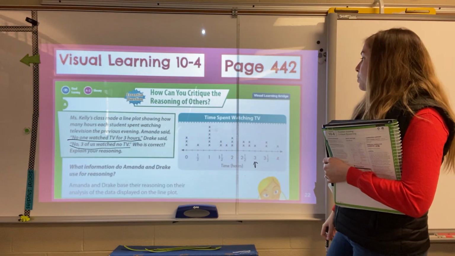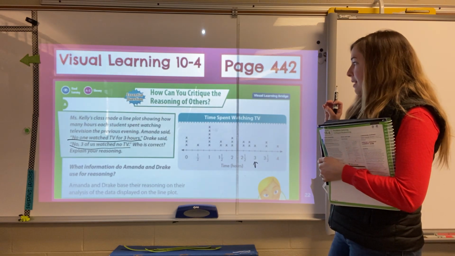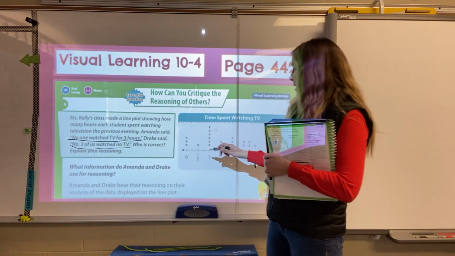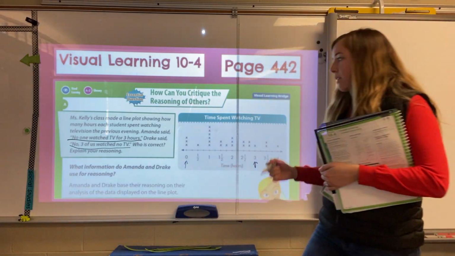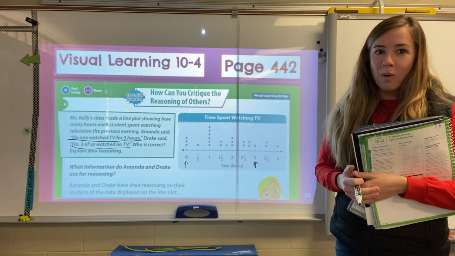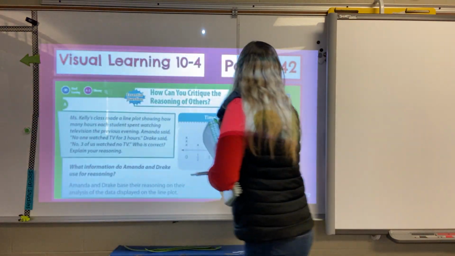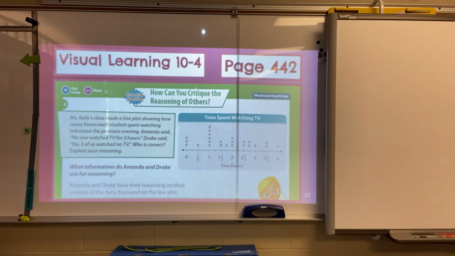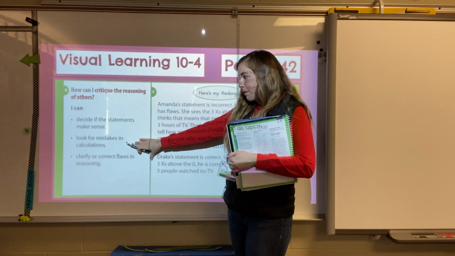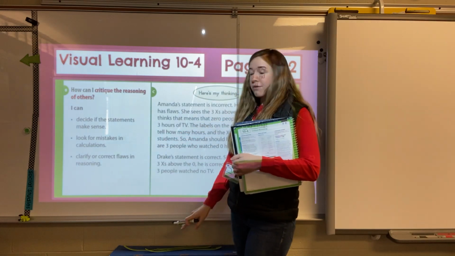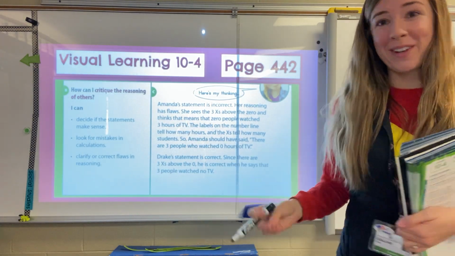And then Drake said, no, 3 of us watched no TV. Okay, but if we're looking at our hours and we've got students, if this is 0 hours right here, you can already start to think, who do you think is right, Drake or Amanda? Okay, let's check down below. So we can decide if the statements make sense, look for mistakes in calculations, clarify or correct flaws in reasoning. So you can't just say, no, they're wrong. You have to tell me why they're wrong and what you would do differently.